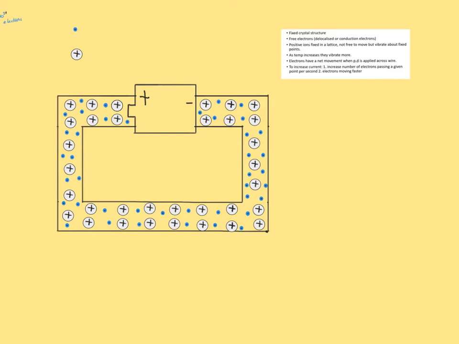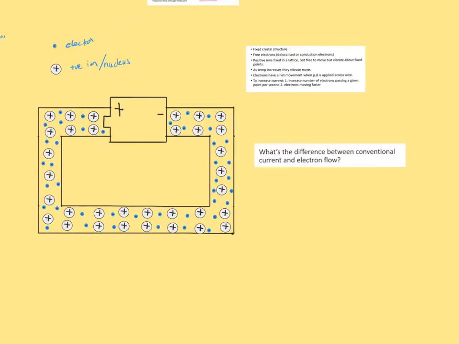So electrons will have a net movement when the potential difference is applied across the wire. And if I want to increase the current, I can either increase the number of electrons passing a point per second, or I can make the same number of electrons move faster in the wire. So here I left a little thing: that's an electron, and that's a positive ion, the nucleus, because it is the nucleus of the atoms that make up the wire.